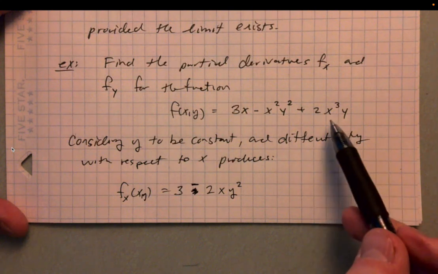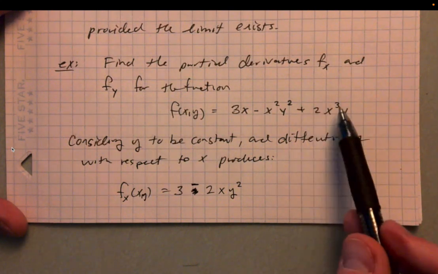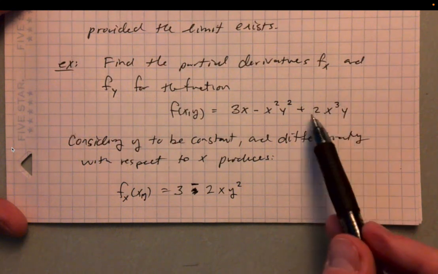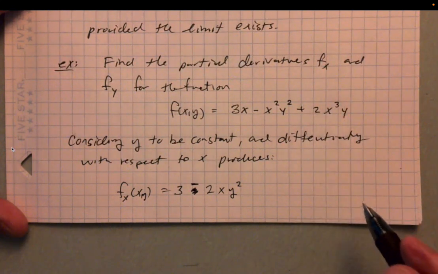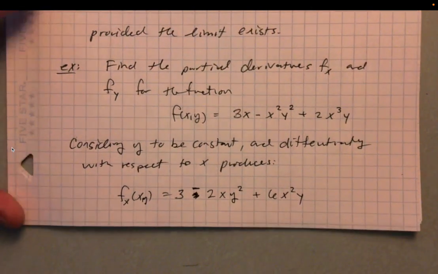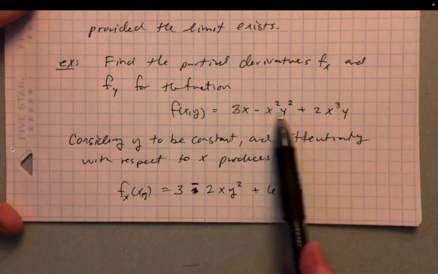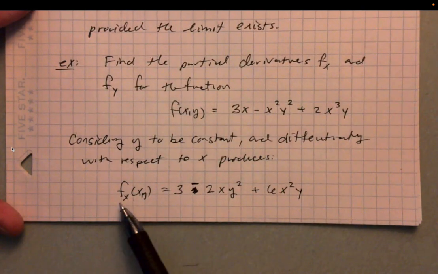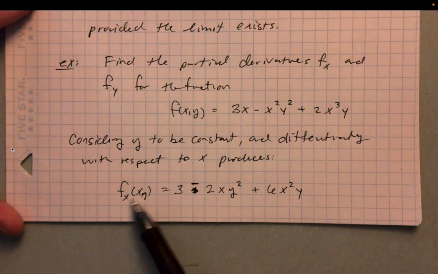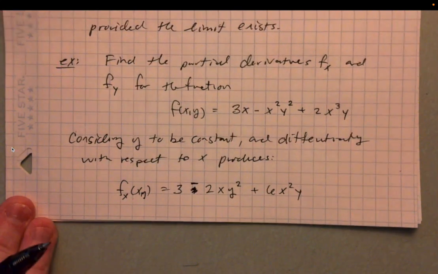Okay, and then what about over here? Well, again, y is constant, 2 is constant, so this would be 3 times 2, so 6x squared y. Okay, so that's the idea. You go through this, and everywhere you see a variable that isn't the variable you're differentiating with respect to, you treat it as a constant. And then obviously you treat the constants as constants. Okay, let's try the other partial derivative.